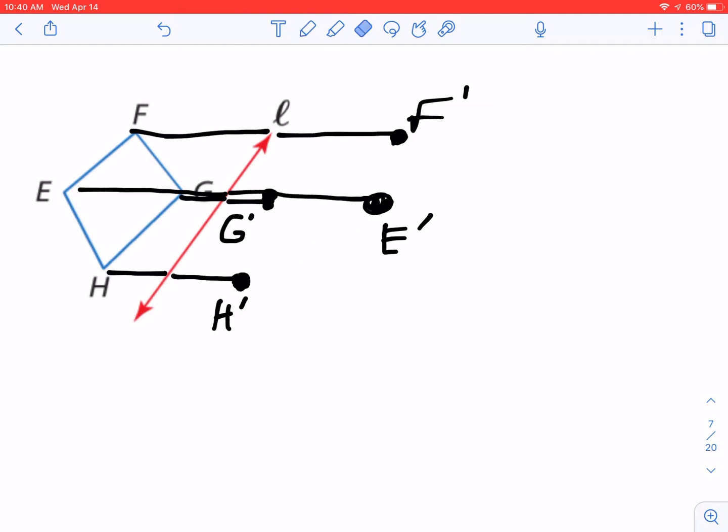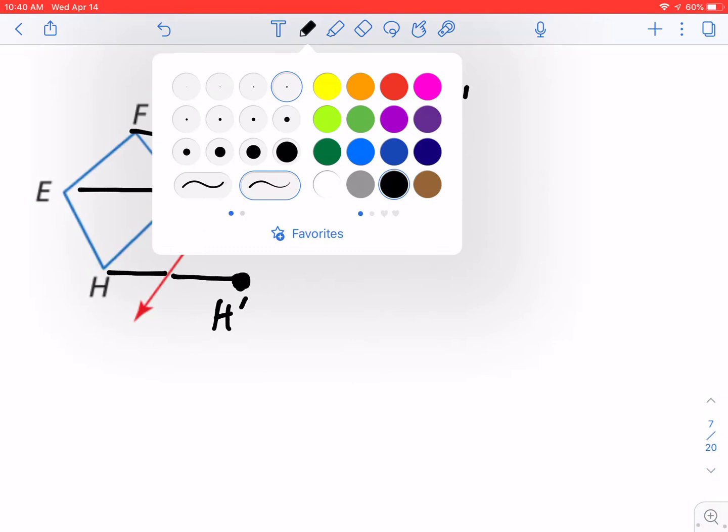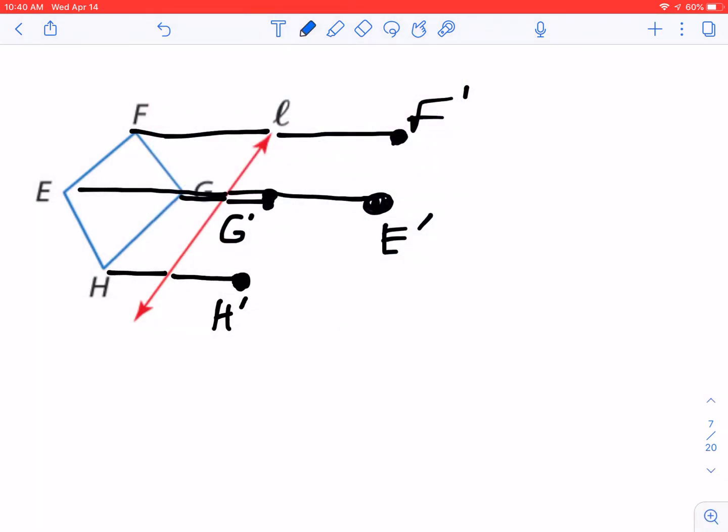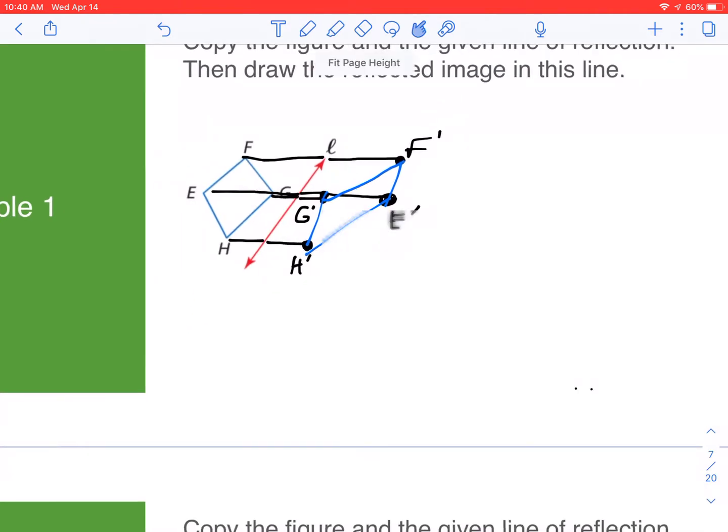I'll use a different color here. If I draw my new shape, I'll draw it in blue also. It should look similar to that image. No, mine doesn't look similar. Mine's a little flattened out, but it should look similar to that image. Okay, so that's how you would do it.